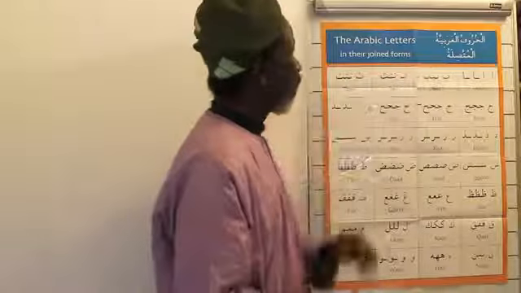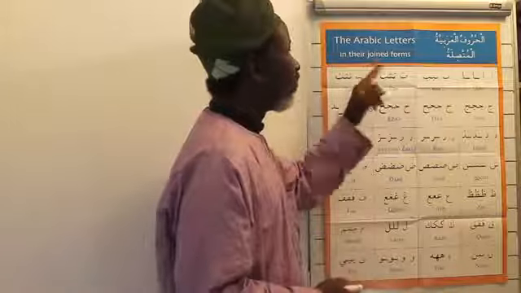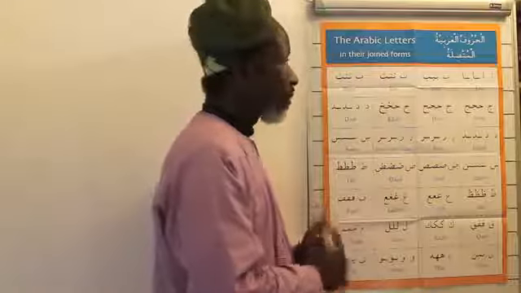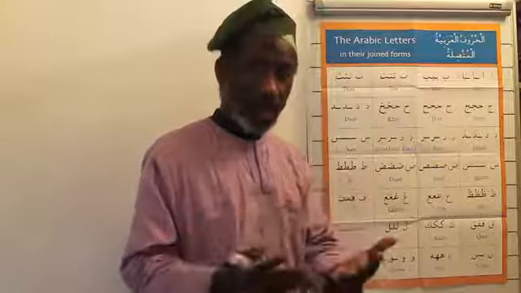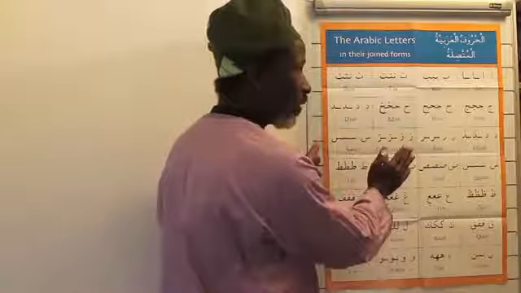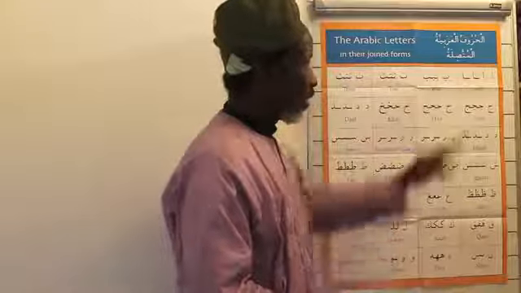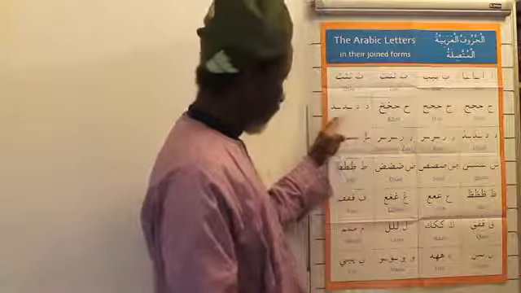Okay, now the poster in front of you is about the Arabic letters in their joined forms. Arabic, of course, is not written in isolated forms. It's written in joined form, coming from right to left across the page. Having thoroughly studied your alphabet from alif to ya in isolated form, this will introduce you to how the letters are joined. At the beginning you will see the alif. You see the gap between them, which means it cannot be joined to the left. The same can be said for the dal. You see the gap there as well.